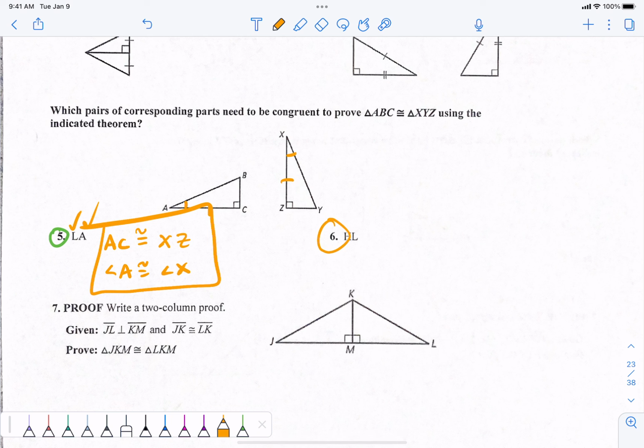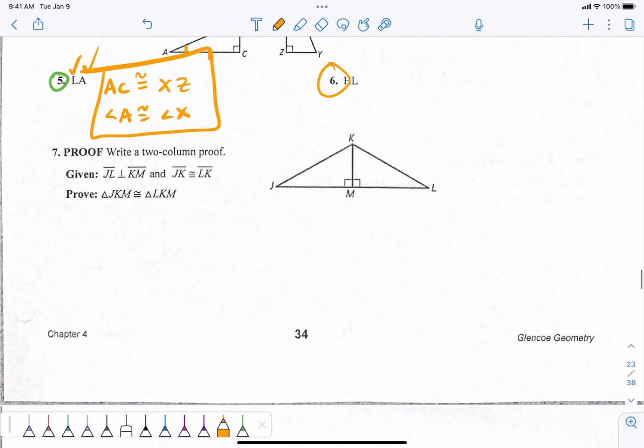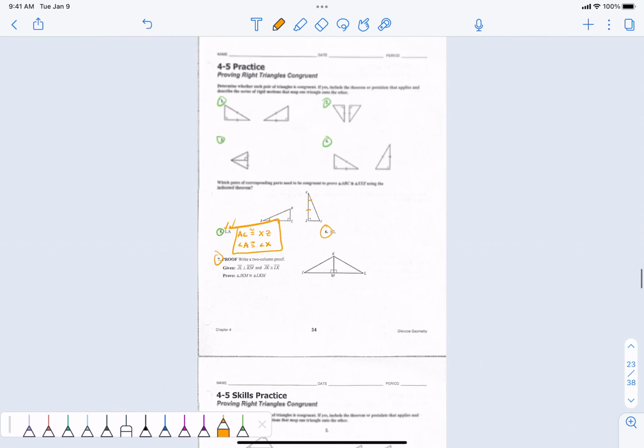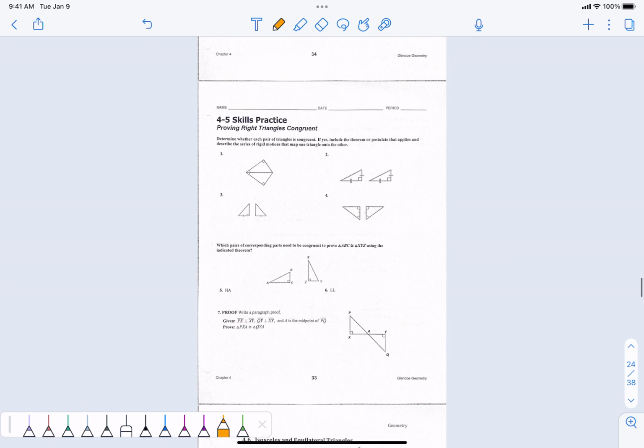So you do number 6 and 7. Let's do all of them on that side, and then I'll cut the back side down a little bit. Okay, so all on skills practice.